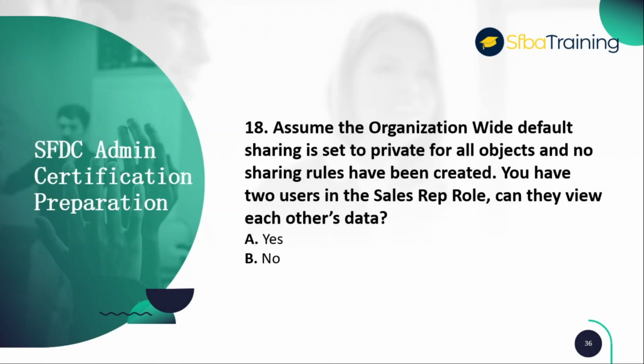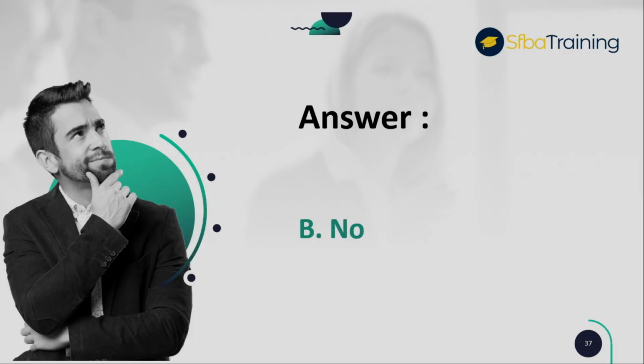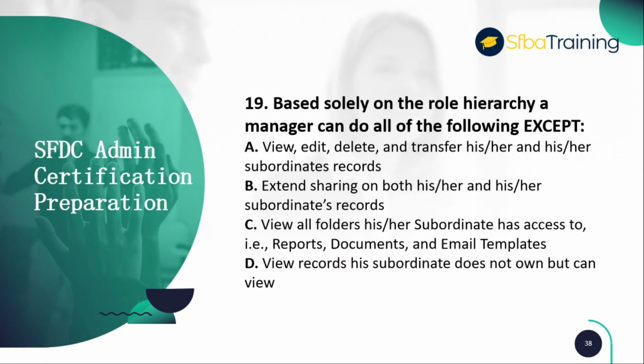Number 18. Assume the organization-wide default sharing is set to private for all objects and no sharing rules have been created. You have two users in the sales rep role. Can they view each other's data? A. Yes. B. No. The answer is B. No. Number 19. Based solely on the role hierarchy, a manager can do all of the following except A.